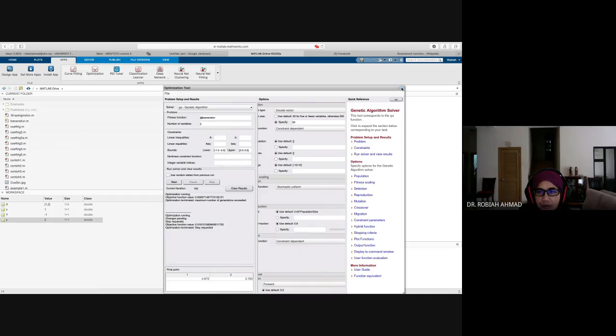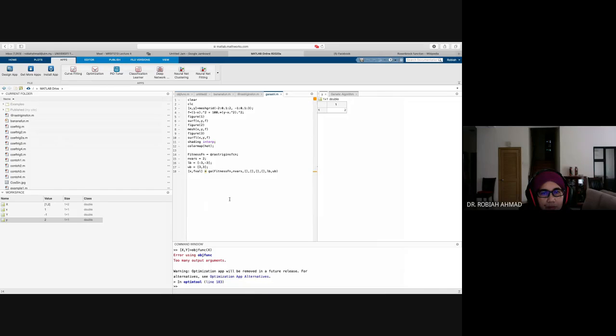Close this first. Okay, I already have this in the script file, so we can compare with the toolbox with the solver.